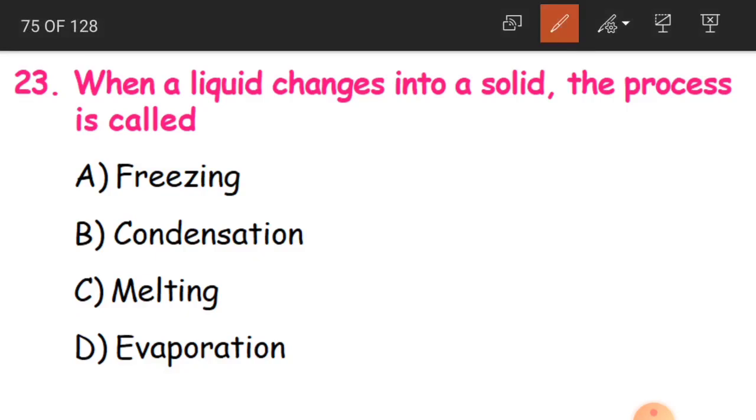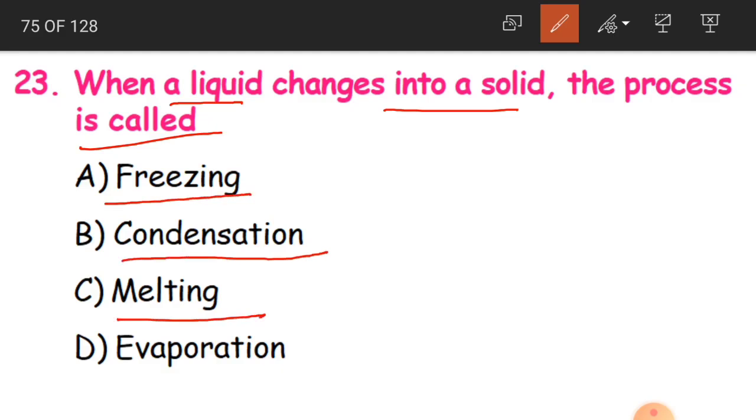Now the 23rd question here. When a liquid changes into a solid, the process is called. When a liquid is going to change into a solid, the process is called. Is it freezing, condensation, melting, or evaporation? And the answer is freezing.